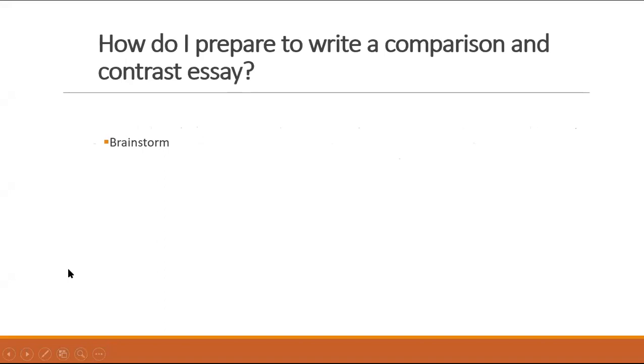Next, how do I prepare to write a comparison and contrast essay? First of all, you need to brainstorm about two subjects, right? Identify their qualities, how you can correlate them together in the same paragraph, same essay, right? And for brainstorming, you need to jot down your random ideas on a piece of paper. Maybe you can number them, you can create a Venn diagram, you can create a chart, right? So you will identify the relevant points between the two subjects.